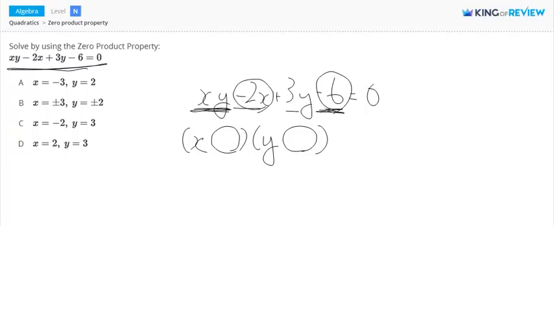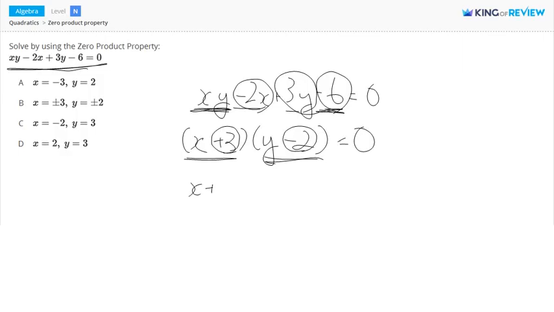So that means that we have to have our negative 2 over here. And we want to make a 3y. So that means that we've got to have our 3 over here. And that equals 0. So now we just have to think about, well, when is this equal to 0? When is that equal to 0?